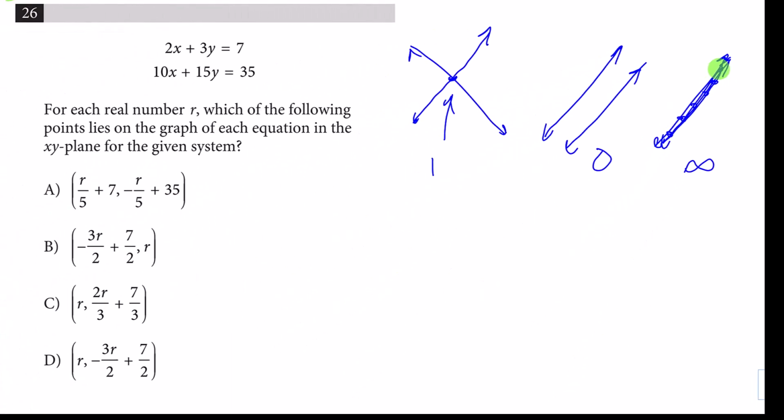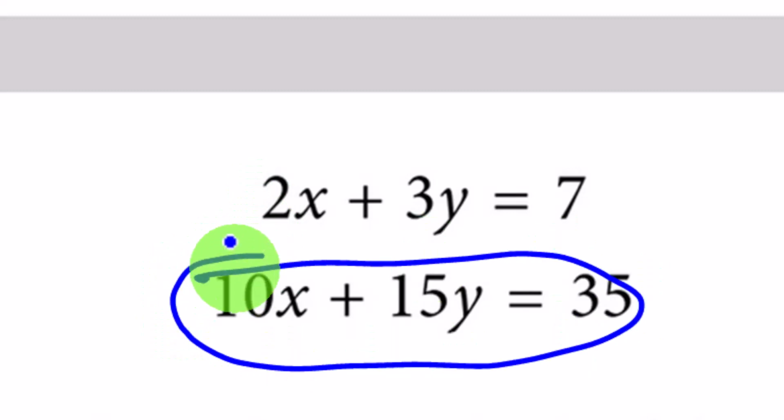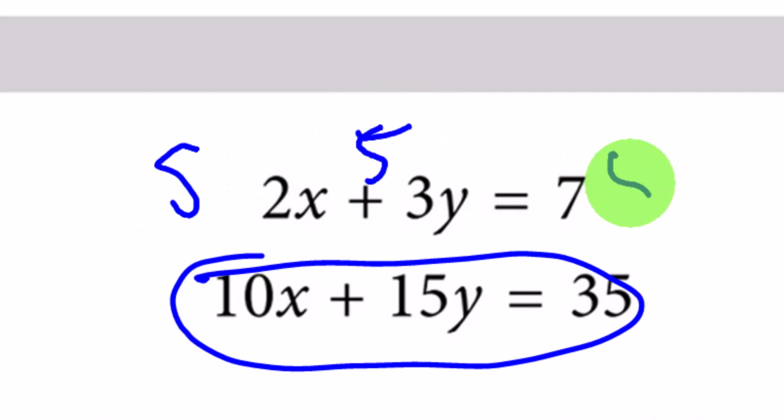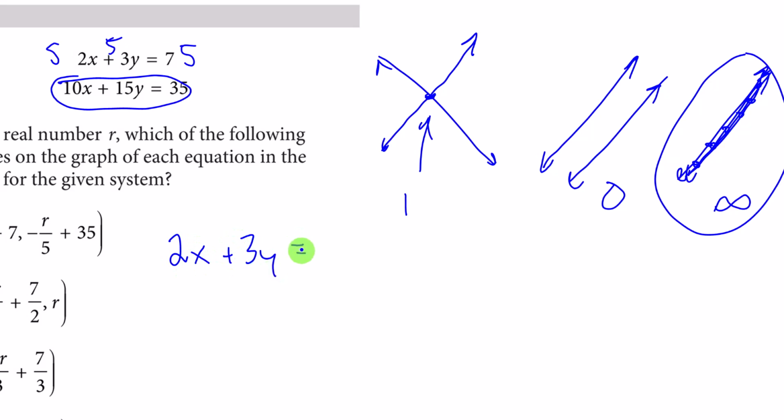So let's look at what we have. If you look at these two equations right here, you'll notice that 10x plus 15y equals 35 is actually just 5 times more than the first line. So in fact, we're looking at the same line, which means that we're looking at situation number 3. We have an infinite number of solutions. So we're going to focus just on that, okay? So it's a little bit strange that they're asking this. 2x plus 3y equals 7.